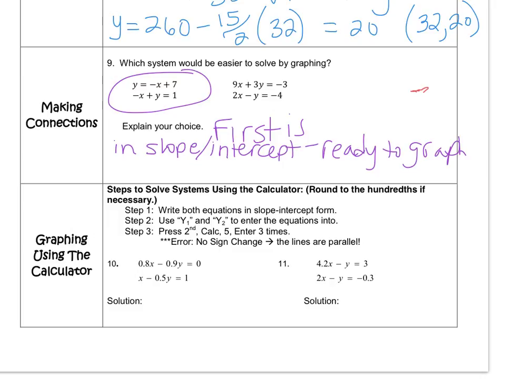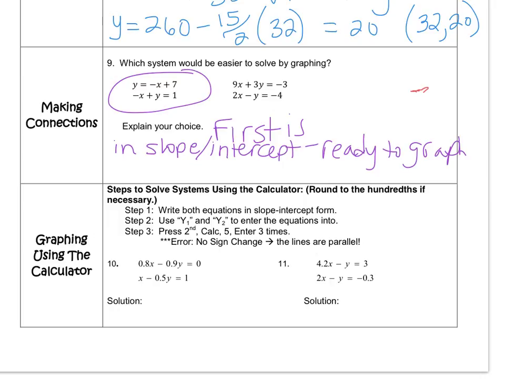Then you're going to put them into the y1 and y2 of your calculator. Then you're going to press the second button, and then the calc button. The calc button is the trace key. So you'll see blue calc written right above the trace key. And then you're going to press the number 5, which is intersection. So you're telling it to please calculate the intersection. And then you're going to press enter 3 times.